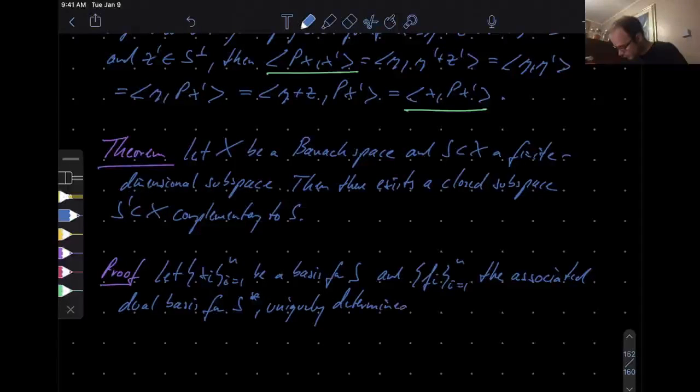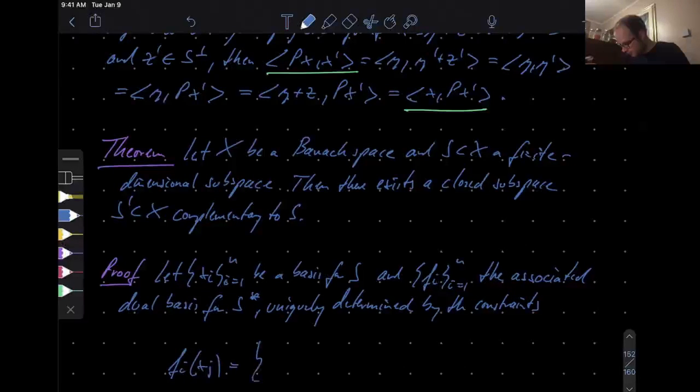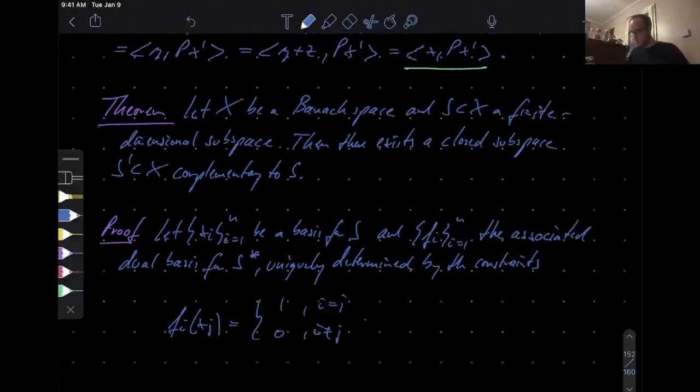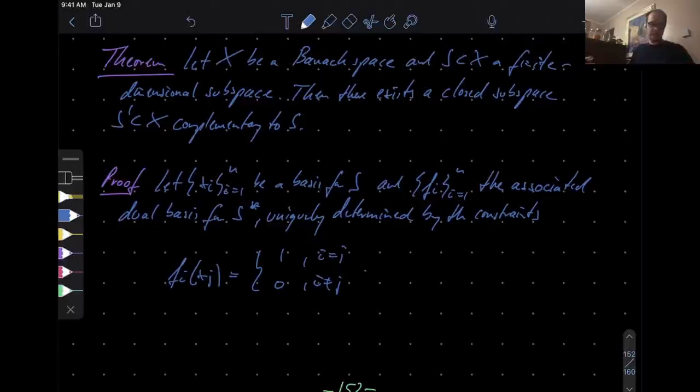And that guy you can actually gauge uniquely in the following fashion. This is the canonical way, uniquely determined by the constraints: fi evaluated on xj is 1 when i is equal to j, and 0 when not. This you can achieve. That's a fact of linear algebra. Maybe I'll put it on an exercise sheet. It's not hard. Okay. Good.